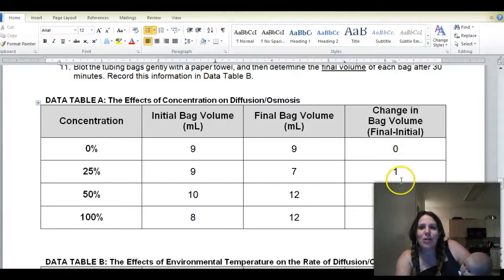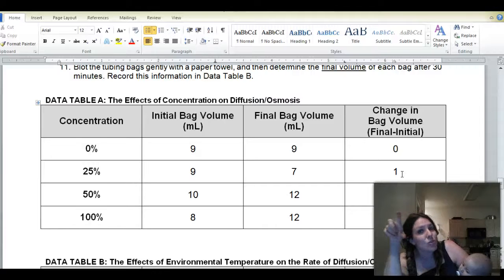Now notice that my volumes start increasing as I increase the amount of molasses in the tubes. Does that make sense? For the 25% treatment, I got that the bag gained a milliliter of volume. Okay, so there's 25% molasses, 75% water. So what's going on there? Well, that means that because it's 25% molasses, the concentration of water inside the tube is less than the concentration of water outside the tube in the cup.